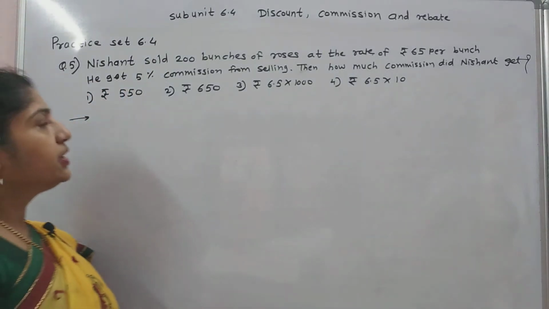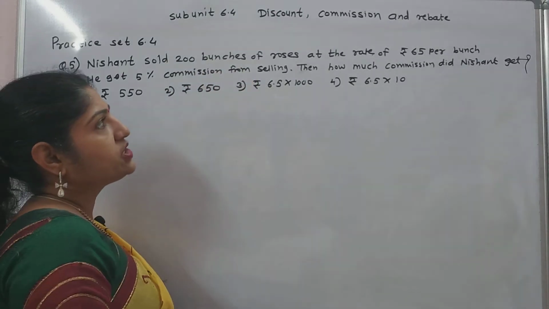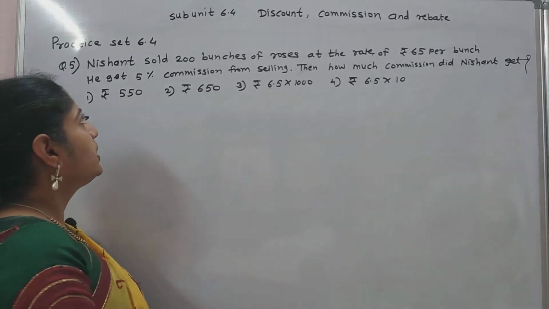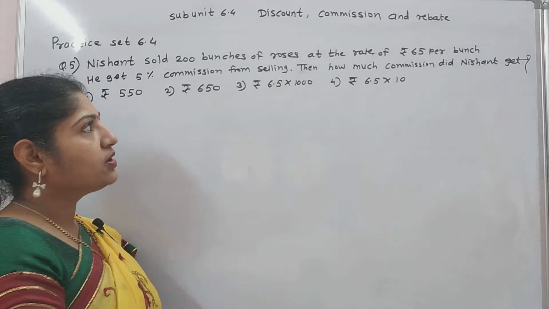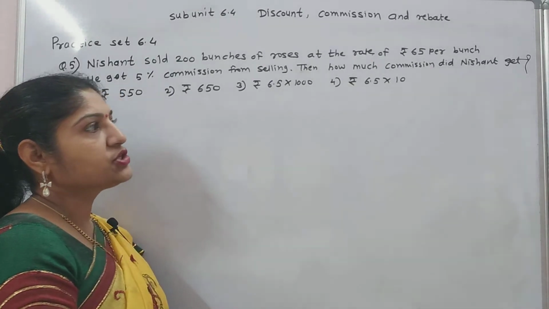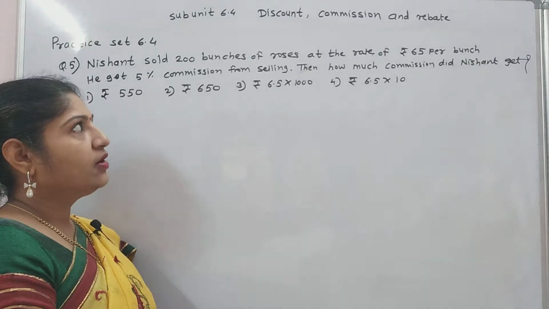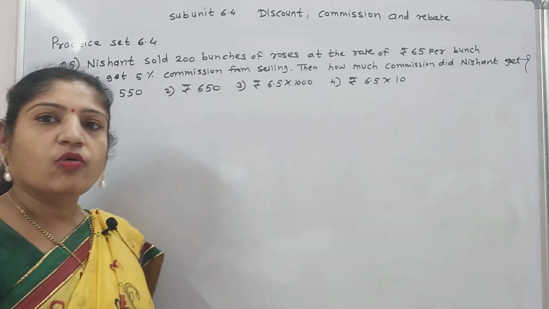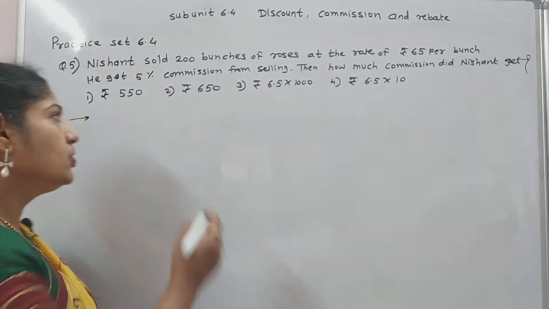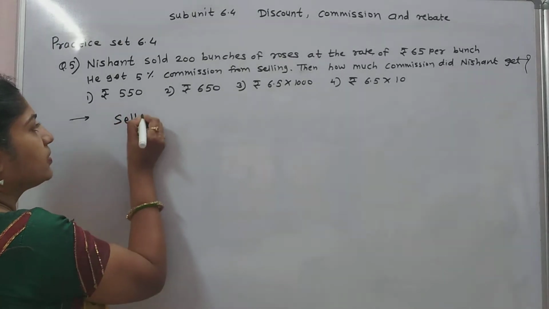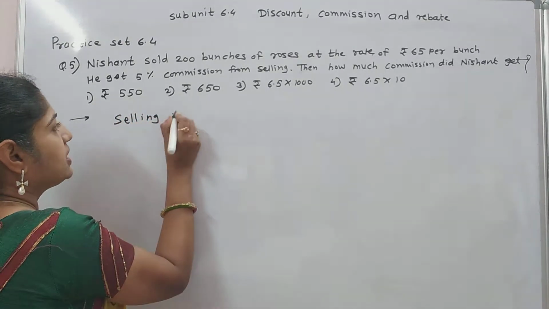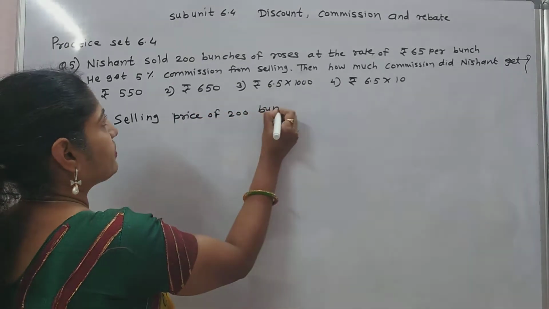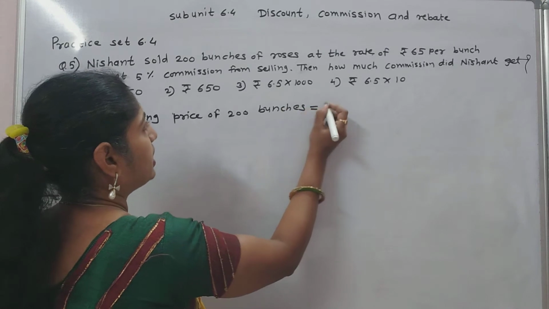Next example. Nishant sold 200 bunches of roses at the rate of 65 per bunch. He gets 5% commission from selling. Then how much commission did Nishant get? First of all, find the selling price of 200 bunches. One bunch is rupees 65. So first find the selling price of 200 bunches.